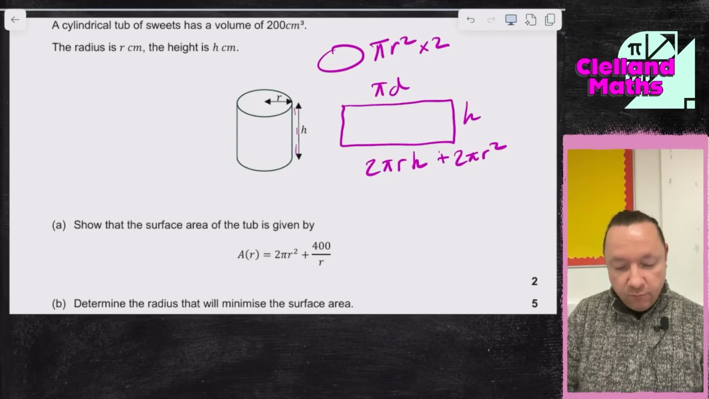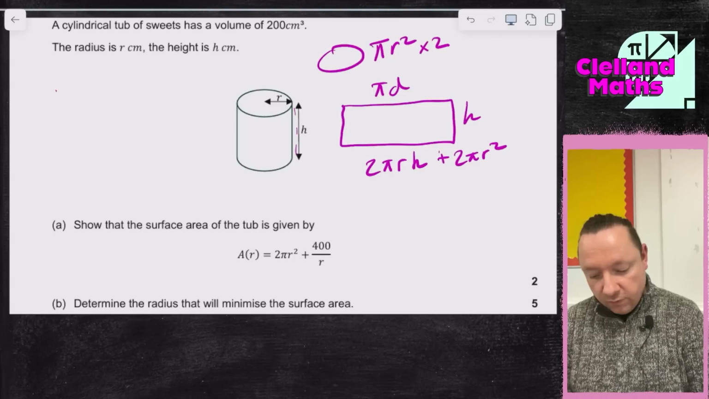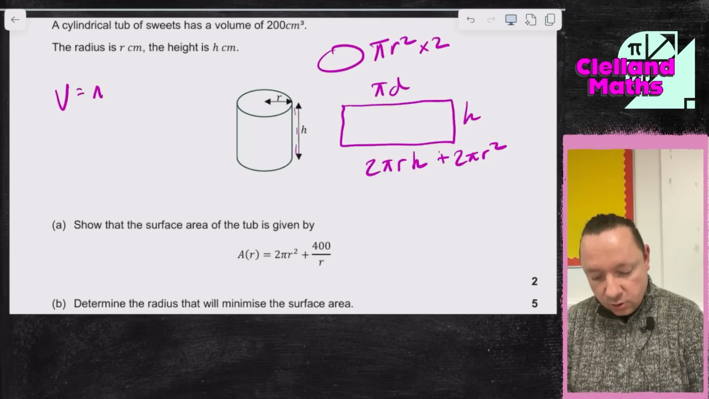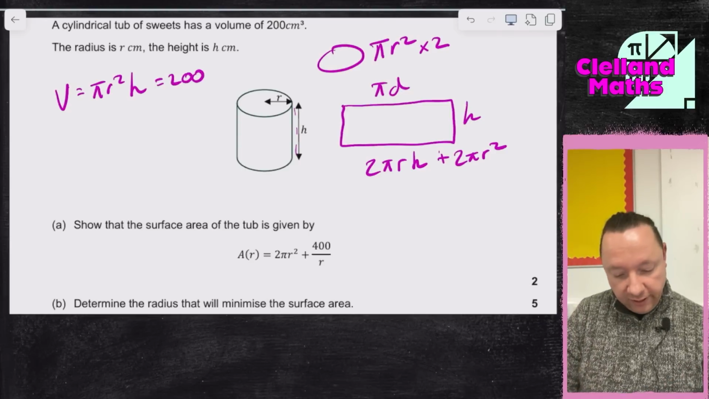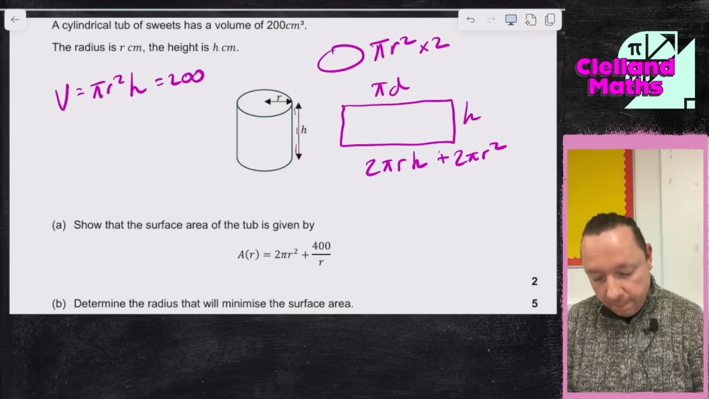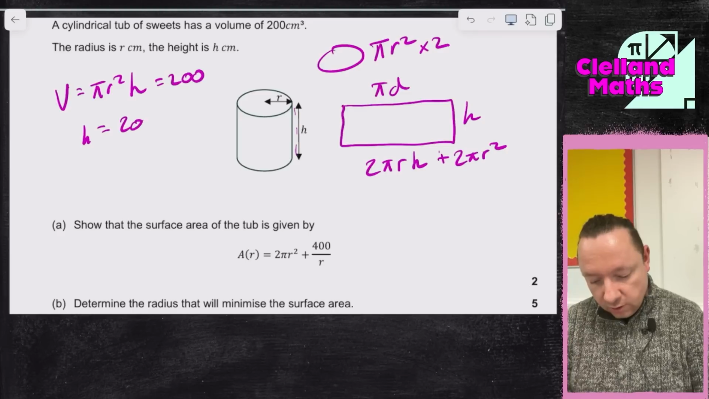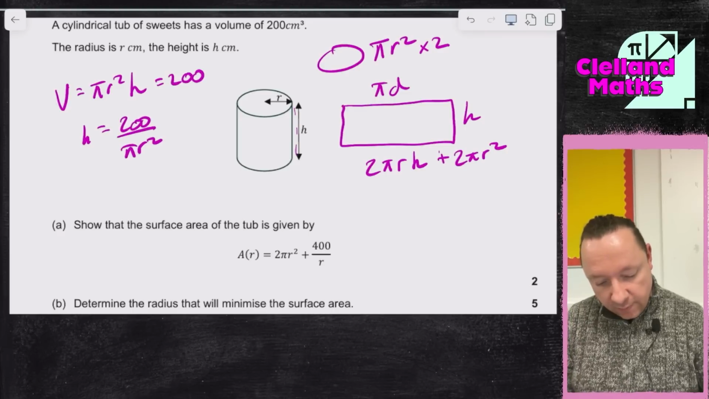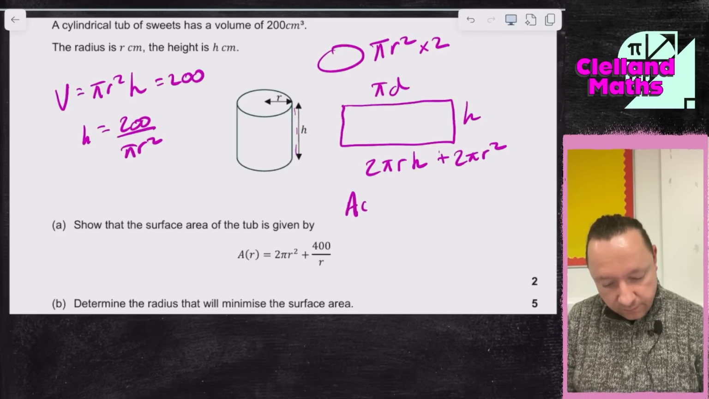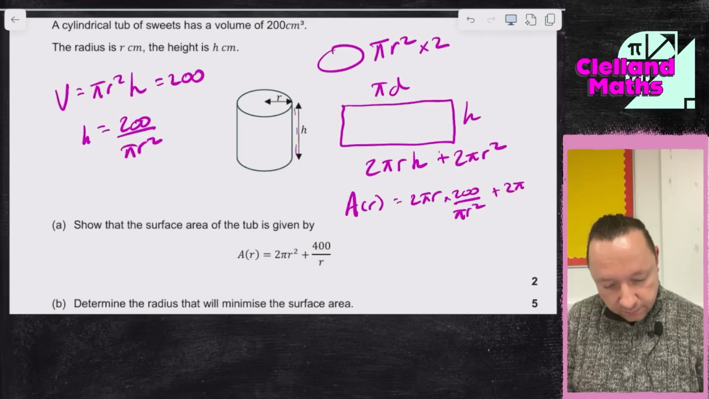But it also tells me that the volume is 200. Well, the volume of a cylinder is pi r squared h, and that equals 200. So I can rearrange that for h because the formula doesn't have h in it. h is just 200 over pi r squared. So that means that my surface area is 2 pi r times 200 over pi r squared plus 2 pi r squared.